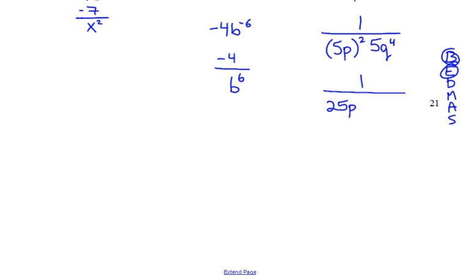25p squared, yeah, we square both of them, times 5q to the 4. So there's one more thing. Now we can do what? The multiplication. 25 times 5, 125 p squared q to the 4. Kind of ugly? I don't know. Maybe not. Turn the page or look at the next page.